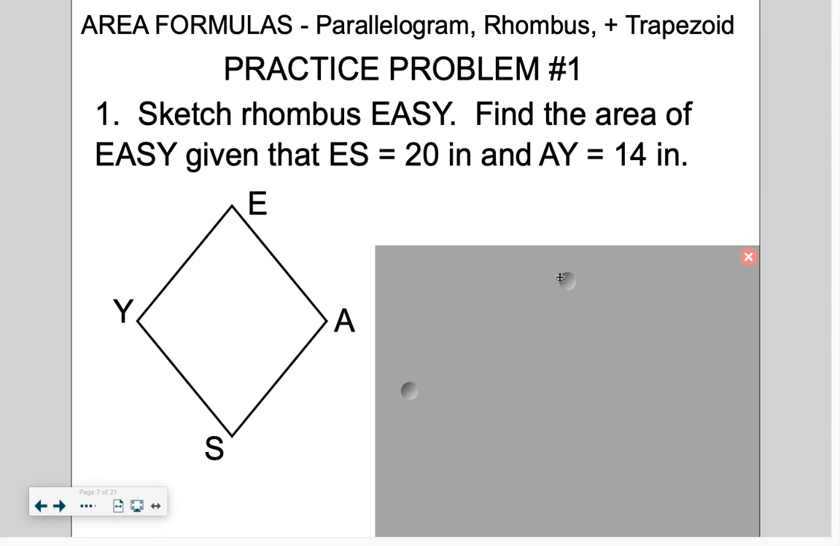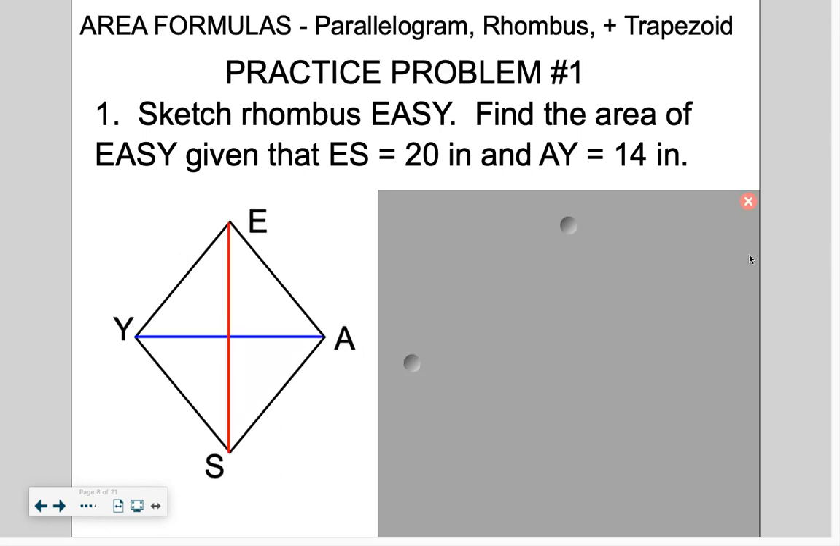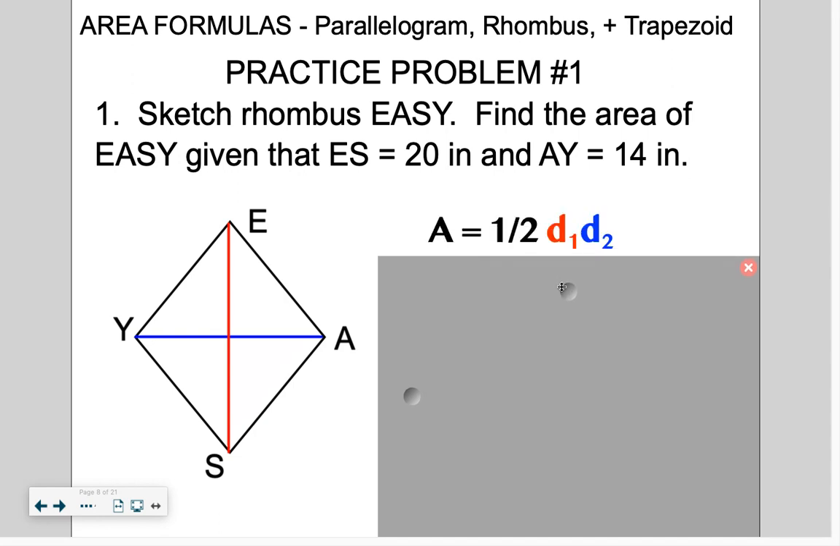So there's the diagram. Now, as far as labeling, ES is not one of the sides, and AY is not one of the sides. Those are what we call the diagonals, which actually is a good thing for us because if memory serves, our formula deals with diagonals. So I went ahead and threw in my diagonals there. I wrote down the formula, and I'm going to plug in the proper numbers.